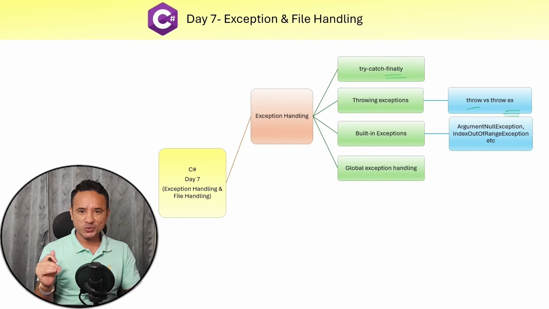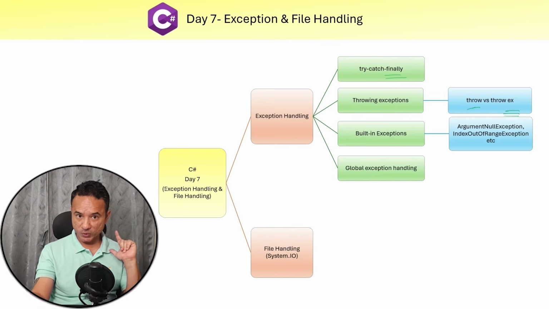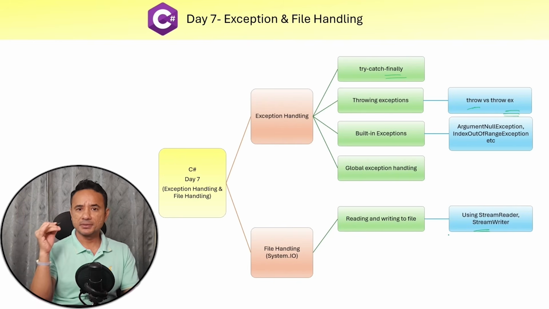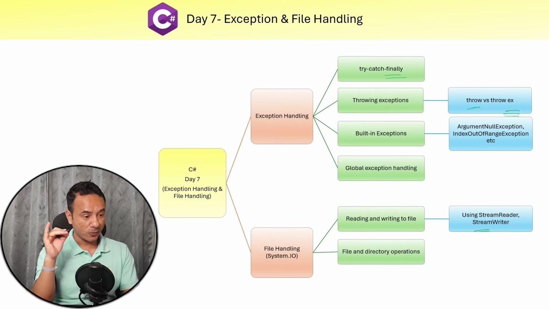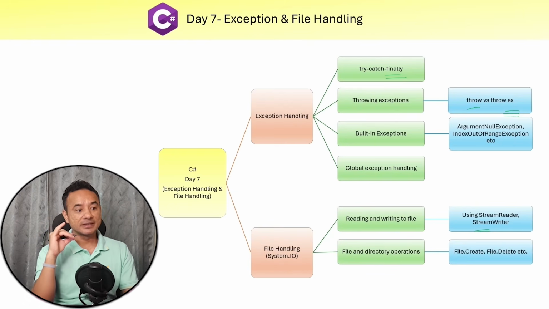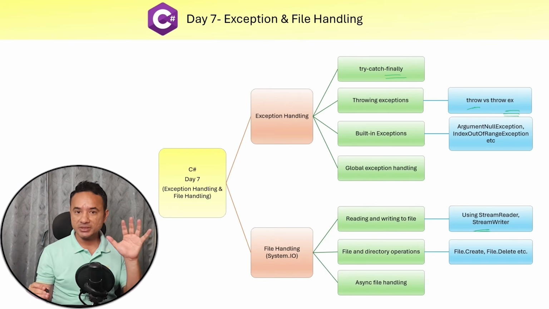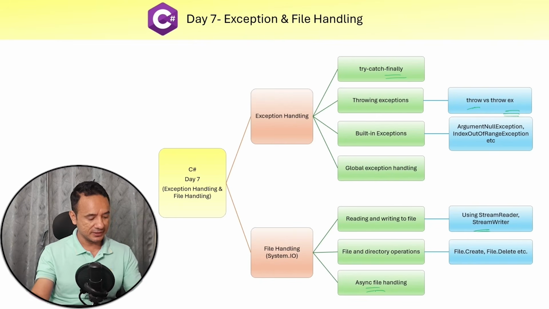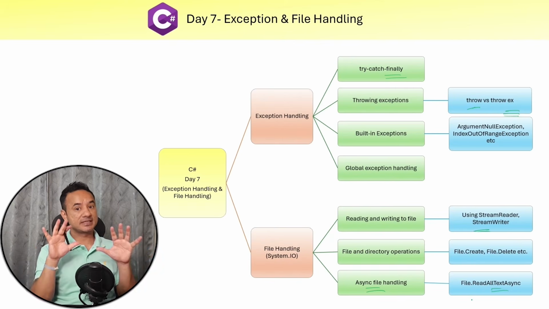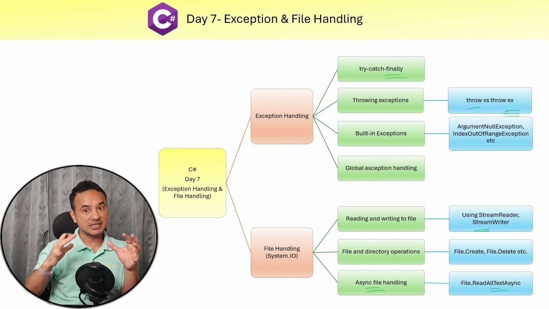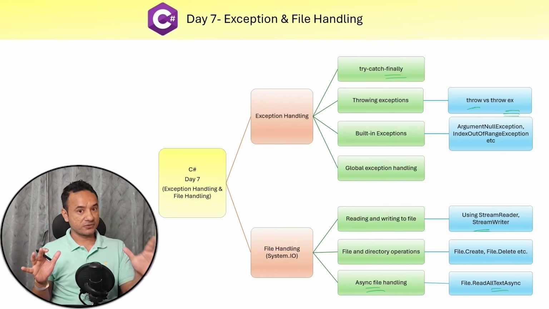Now let's move to file handling, for which the System.IO namespace is used. For reading and writing files, you can use StreamReader and StreamWriter. Then you can perform file and directory operations like File.Create, File.Delete, Directory.Exists to manage folders and files through your program, through your code. Next, modern C Sharp even supports asynchronous file handling. File.ReadAllTextAsync is an example of that. This keeps your app responsive while large files are processed in the background.